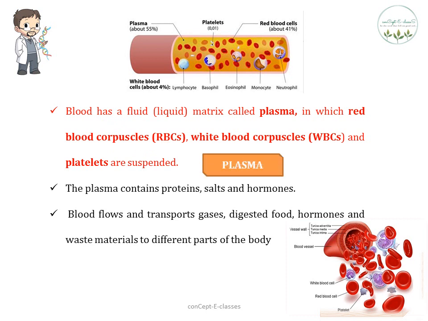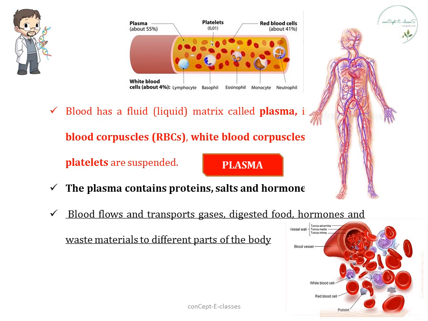So this fluid-like matrix called plasma consists of corpuscles. It also contains proteins, salts and hormones. Now what is the function of blood? The blood flows and transports gases, digested food, hormones and waste materials to different parts of the body.